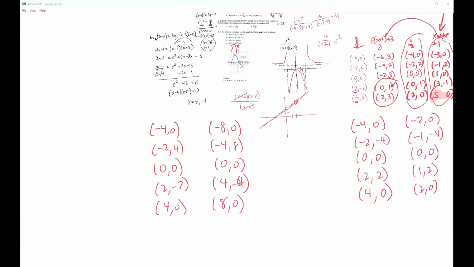So, multiplying both the x and the y by 2. Yeah. Okay. All right.